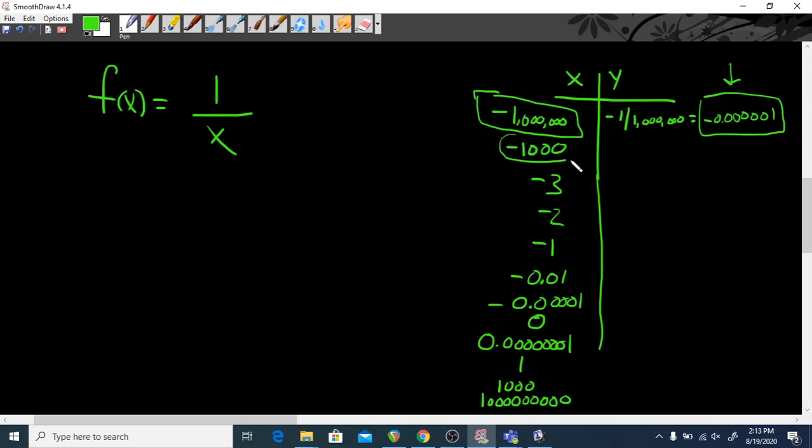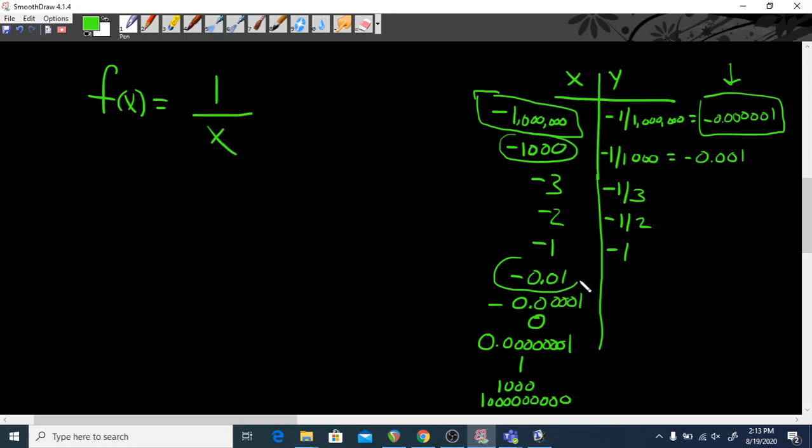Okay, all right. Now here, negative 1,000. This number is substantially smaller than negative 1,000,000, so we should expect a substantially bigger result. Negative 1 over 1,000 if we plug it in is negative 0.001. That is negative 1 in 1,000. So there's way fewer zeros, and this number is much bigger than this one. Let's keep going; hopefully you get to see the pattern. Negative 1/3, negative 1/2, negative 1. These numbers are getting bigger.